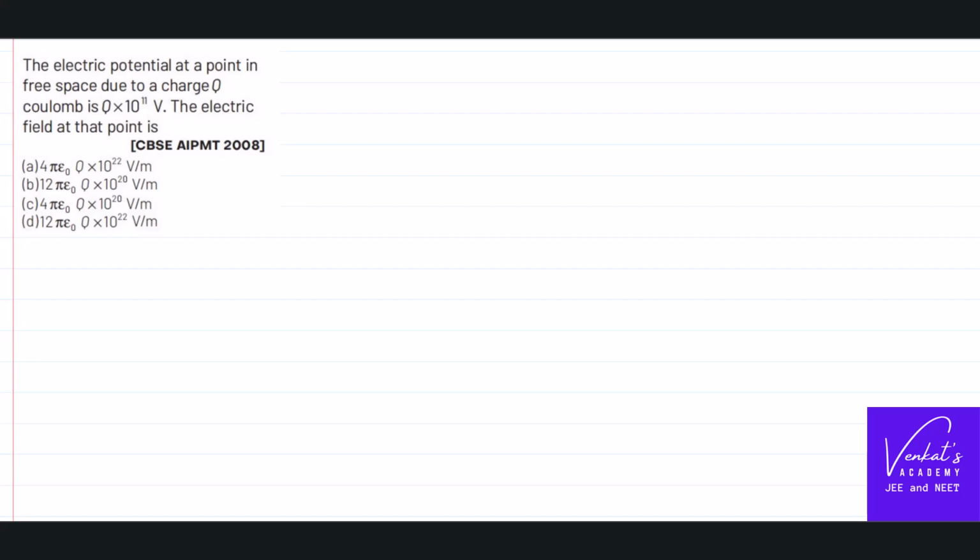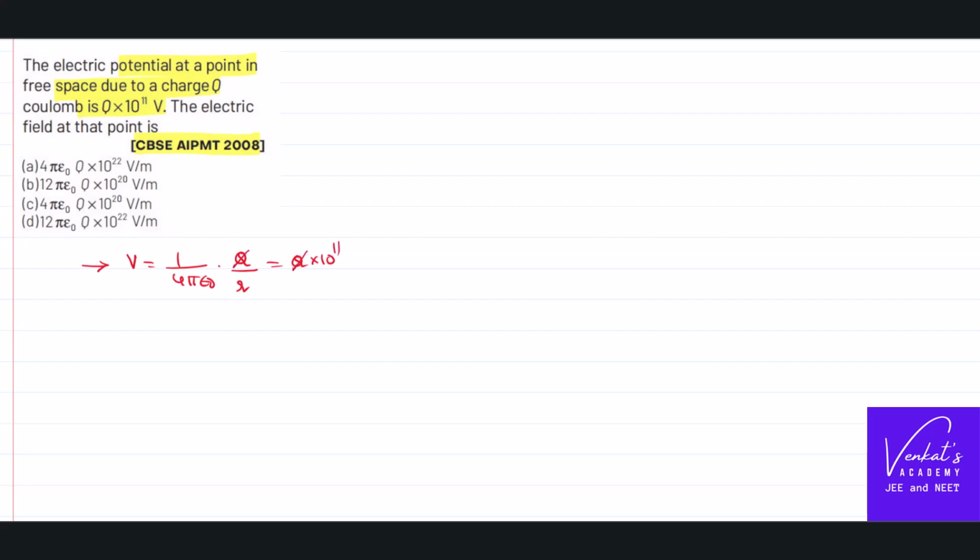This is an AIPMT question in electric potential and capacitance. The problem says the electric potential at a point in free space due to a charge q is given by some value. So, basing on that, what can we write? We can write the very definition of electric potential V as 1 by 4 pi epsilon naught q by r. That value is given as q into 10 power 11 volts.